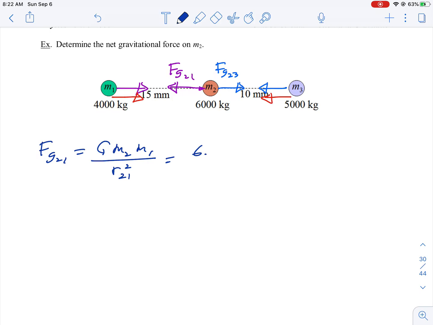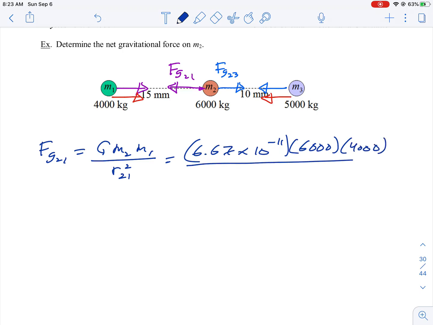So this becomes 6.67 times 10 to the negative 11. Mass 2 is 6,000. Mass 1 is 4,000. And the distance between 2 and 1 is 15 millimeters, which is 0.015 meters. And don't forget to square that. I'll calculate that soon. Let's just do the other one too.